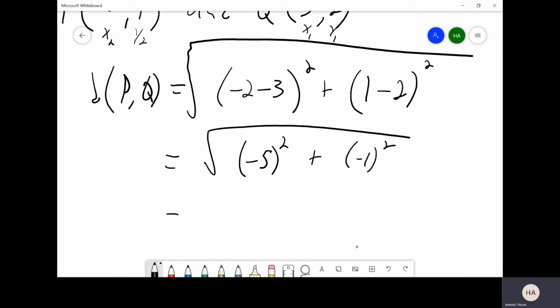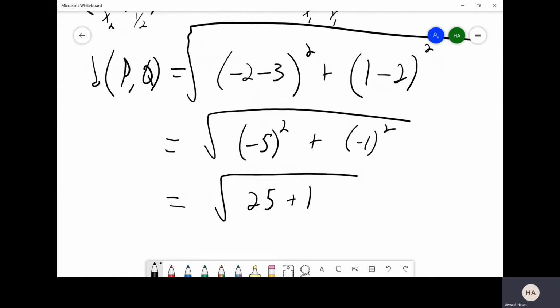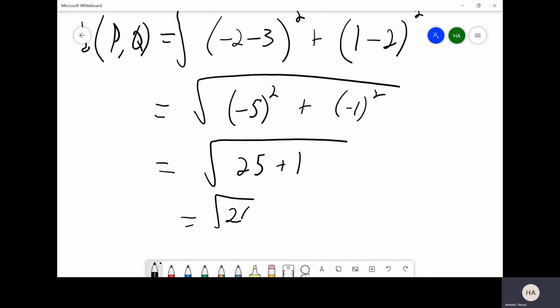Okay, so now we have the square root of, well, -5 squared is the same thing as 5 squared, right? Because the two negatives would cancel. So we would have 25 plus -1 squared is just 1 squared, so 1. And hence we get the square root of 26 is going to be our distance.